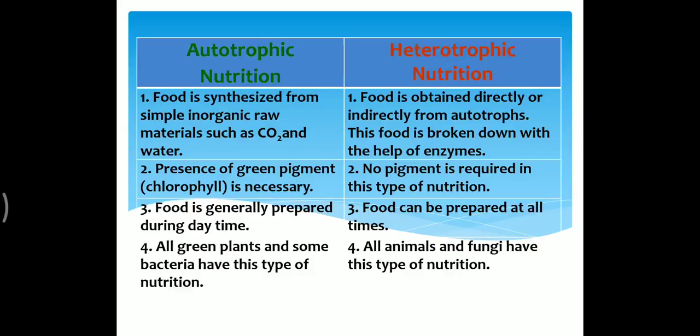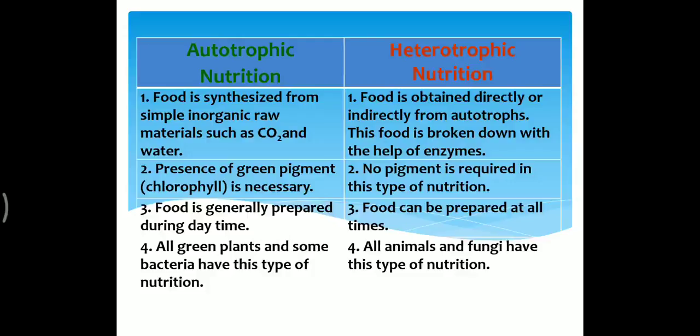So here you can see the heterotrophic and autotrophic differences. Let us see autotrophic nutrition and heterotrophic nutrition. First one, in autotrophic nutrition, food is synthesized from simple inorganic raw materials such as carbon dioxide and water. Whereas in heterotrophic nutrition, food is obtained directly or indirectly from autotrophs, fully dependent on autotrophs. Here food is broken down with the help of enzymes.